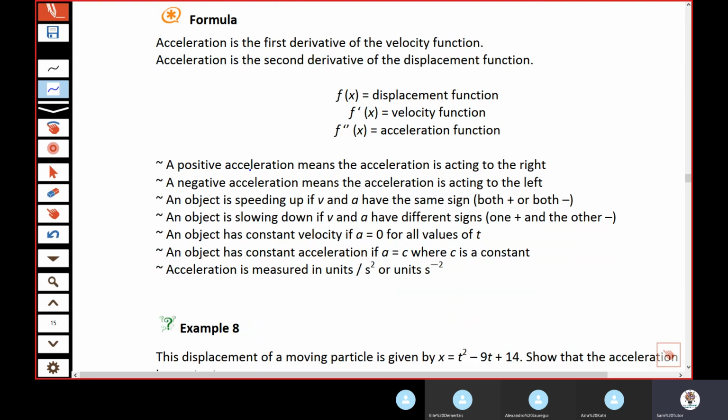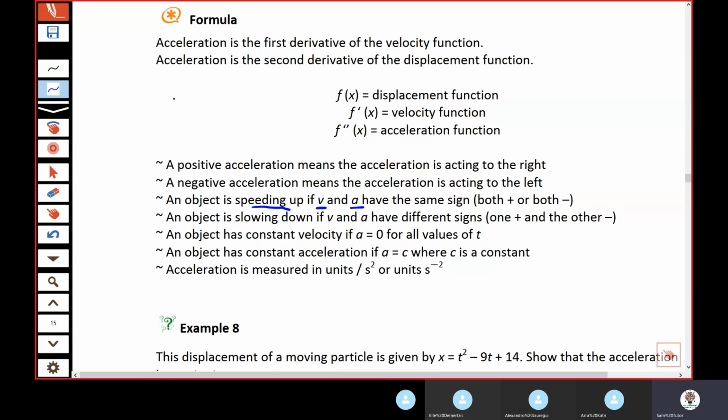Okay, here we go. A positive acceleration means the acceleration is acting to the right. A negative acceleration means the acceleration is acting to the left. So that means an object is actually speeding up if both the velocity and acceleration have the same sign. It doesn't matter if they're both positive or negative, as long as they're the same sign, it is actually speeding up.